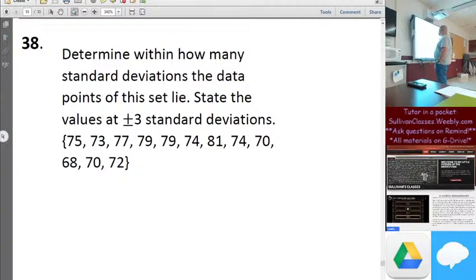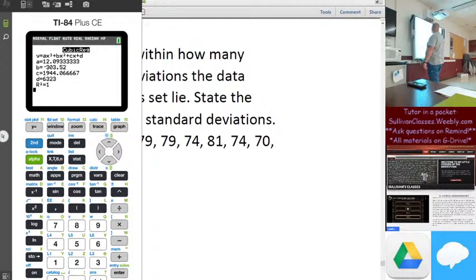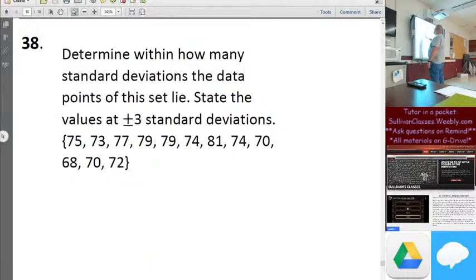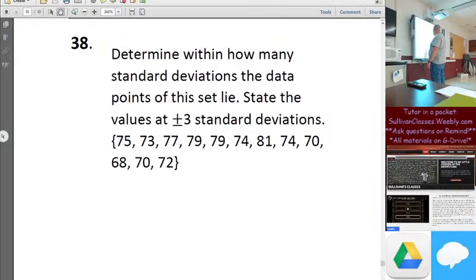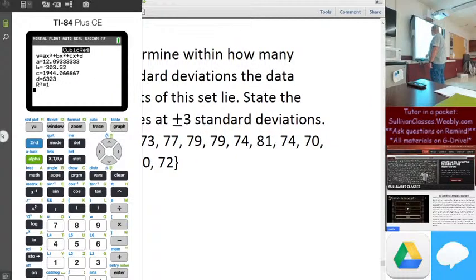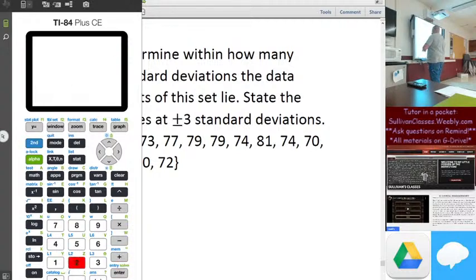Determine within how many standard deviations the data points of this set lie. State the values at, okay, so they're basically saying make the normal curve for this. So I need my calculator here. Let's move you over. How far can I move you over? Oh, not far enough. I'm going to second plus 7, enter 2. Second plus 7, enter 2. There we go.